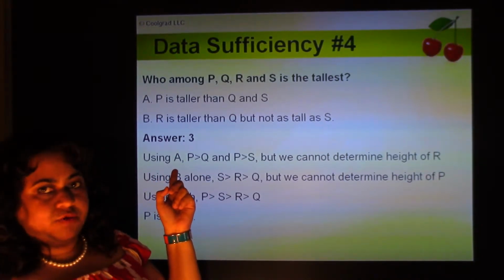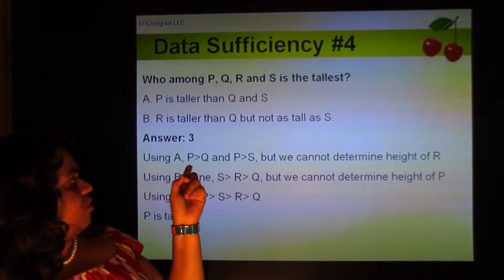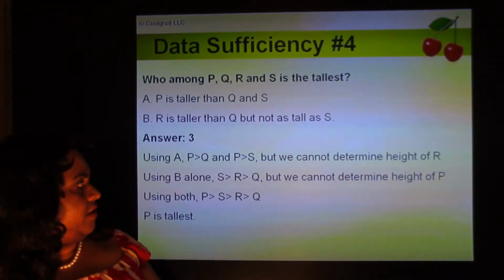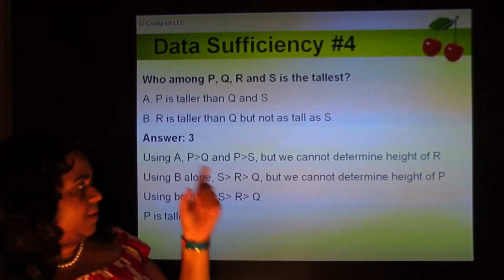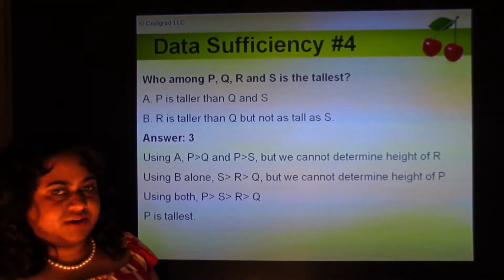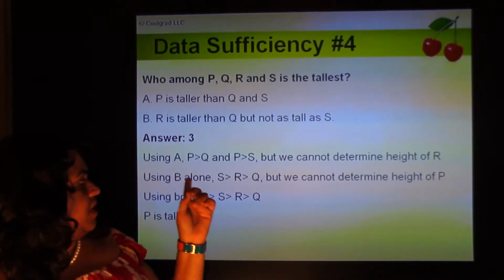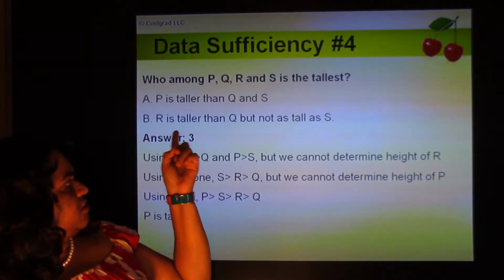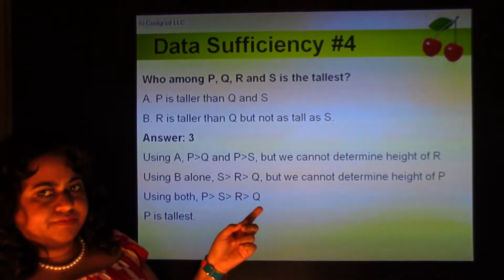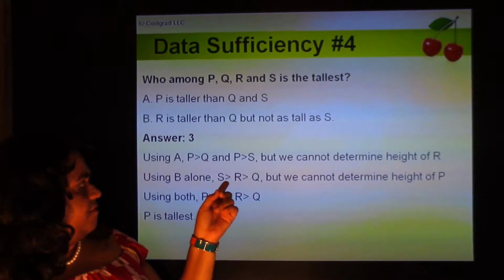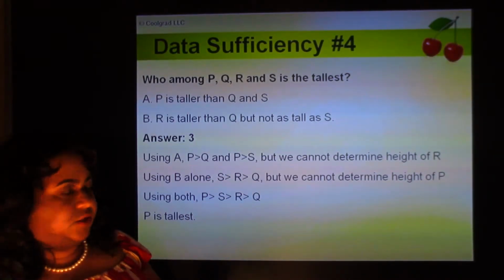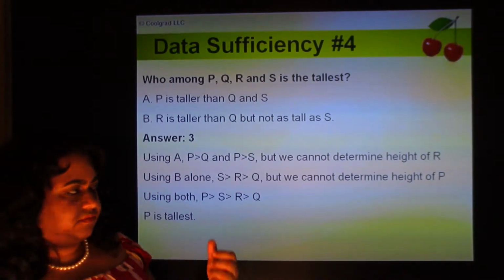Using statement A alone, we know that P is taller than Q and P is taller than S, but we cannot determine the height of R. So we definitely know that P is taller than Q and S, but what about R? We don't know. So A alone is not sufficient. Using B alone, R is taller than Q but not as tall as S. So S is greater than R is greater than Q. But we cannot determine the height of P using the statement B alone.